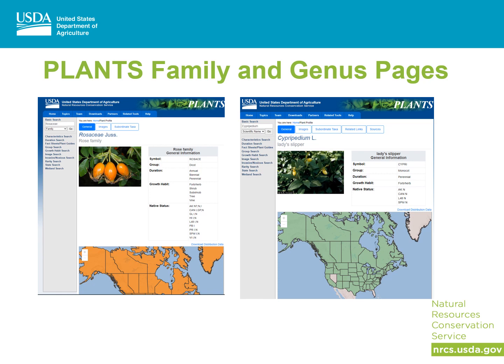There are three ranks that are the focus in the plants database, and those are the family, genus, and species. What you're looking at there are a couple of pages, one for the family Rosaceae and another for the genus Cypripedium, the rose family and lady slippers respectively. The profile pages for families and genera are aggregates of all of the information for the subordinate taxa, or the genera and species that occur in a family or the species that occur in a genus.